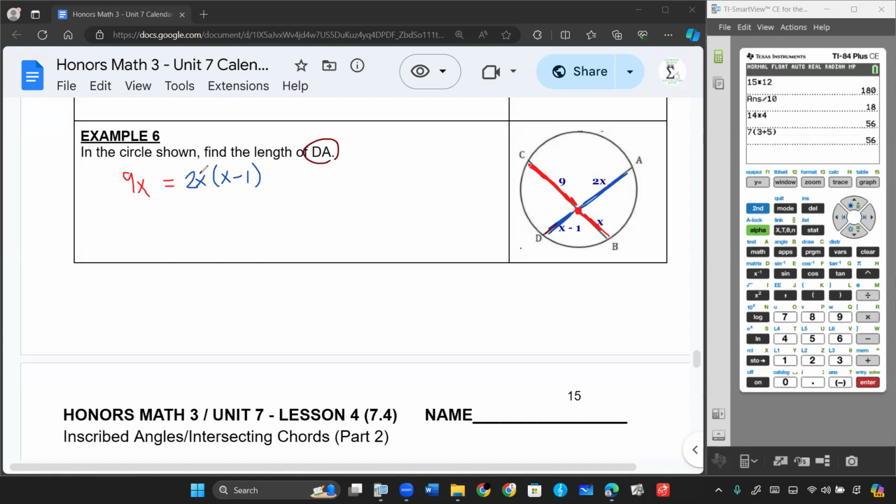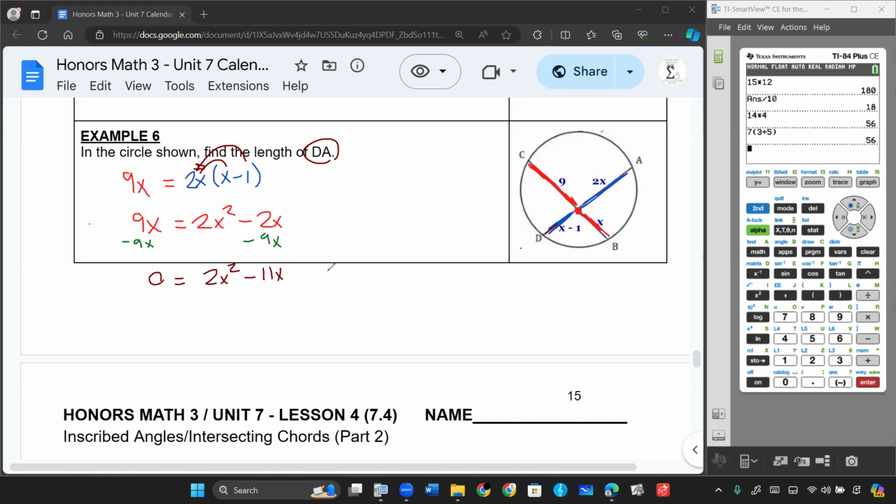We're going to need to distribute that 2x. So first, I'm going to have 9x is equal to 2x times x is 2x squared, and 2x times -1 is minus 2x. Next, we want to get this to quadratic, so we're going to have to get that equal to 0. So I'm going to have to subtract the 9x from both sides. If you're not the best at solving quadratics, I would just recommend using a graph to find where these meet each other. I'm going to solve this by hand, so I don't have to pull up my graph. So 0 equals 2x squared minus 11x.